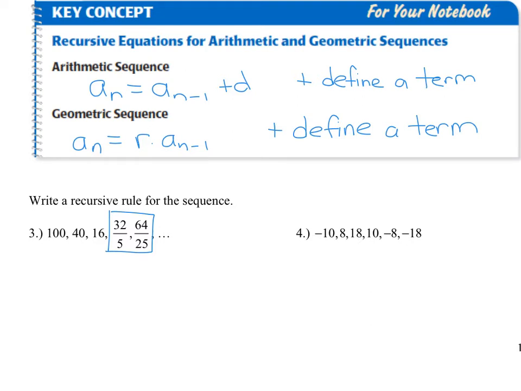I'm thinking it's geometric. It's going to be easiest to see my common ratio here on these last two fractions. 32 times 2 is 64, and 5 times 5 is 25, which tells me my common ratio is 2/5.